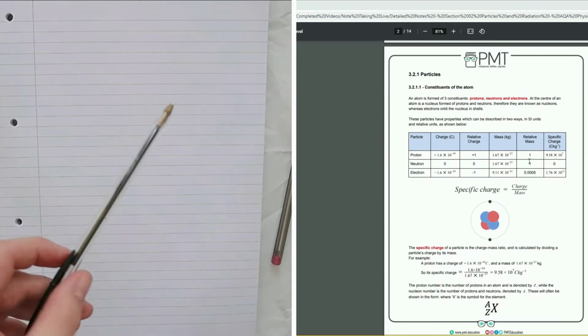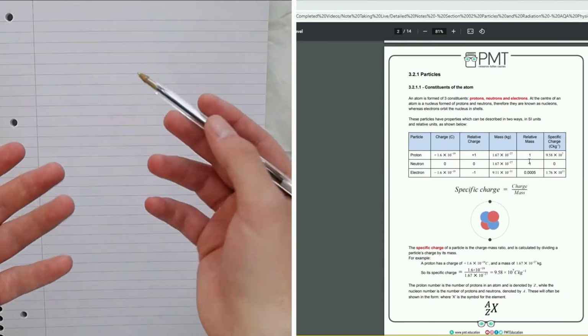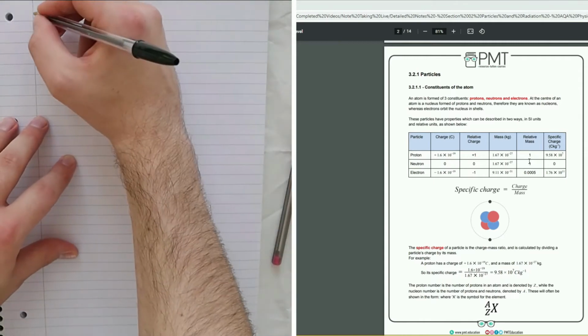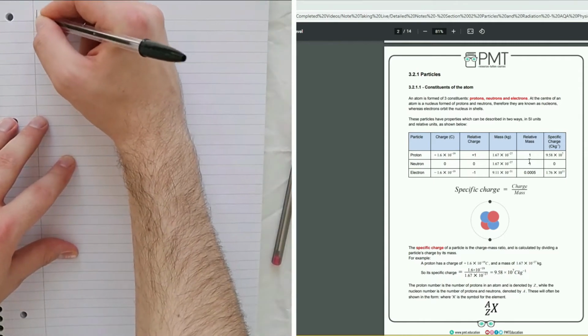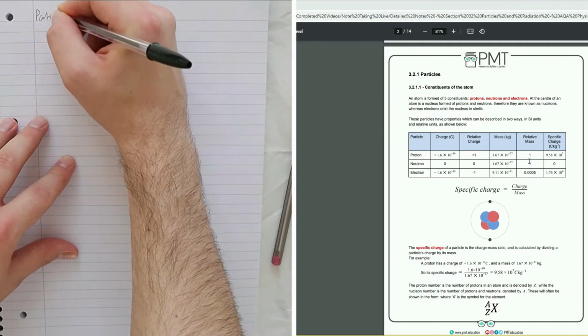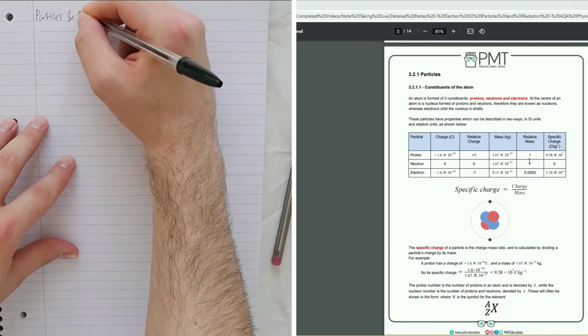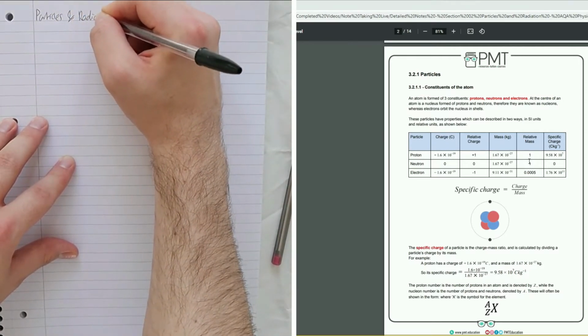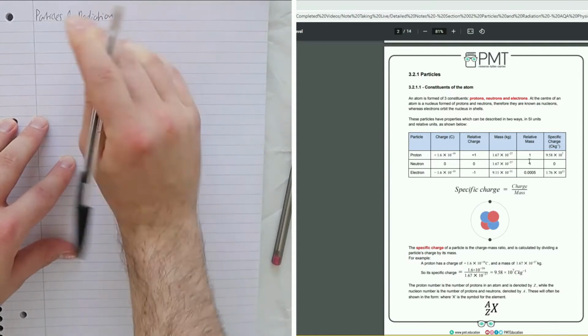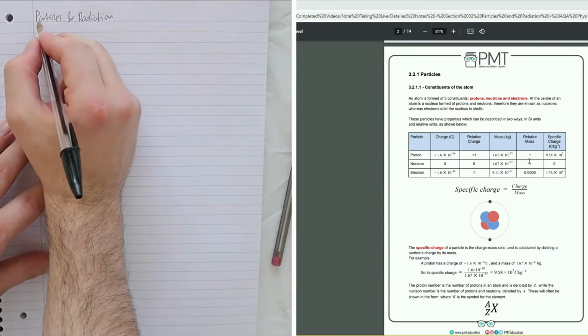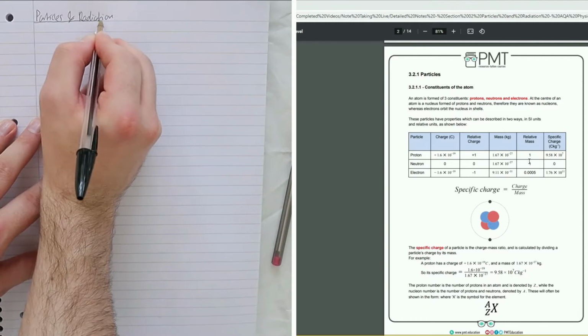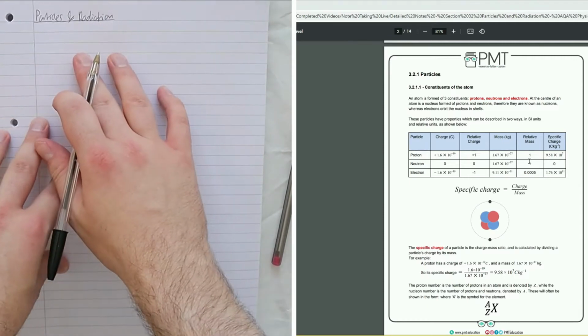So first things first, we're going to write the title. So the title for this one, as you can see, is particles. So I'll just literally write particles and radiation. So your handwriting doesn't actually need to be particularly neat with this. All that matters is you get down the proper information and you kind of colour code it properly.